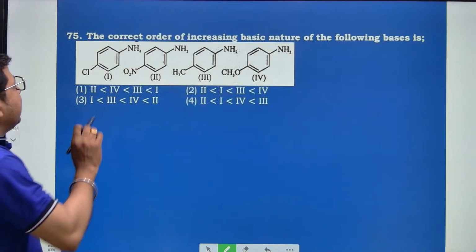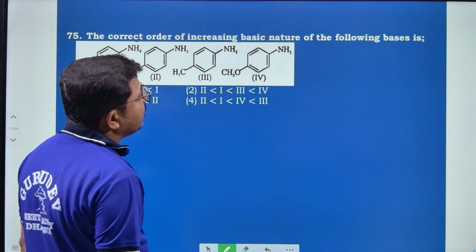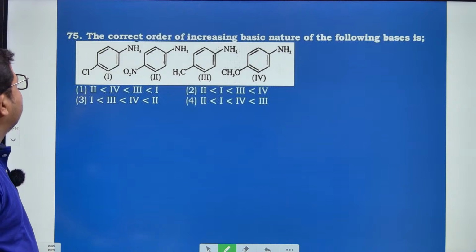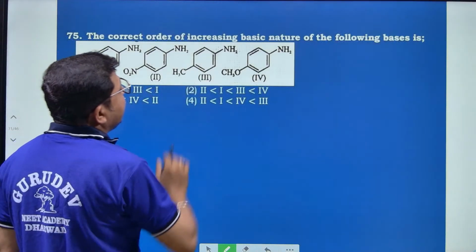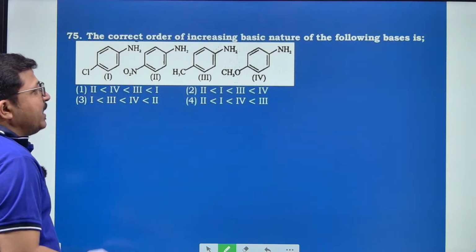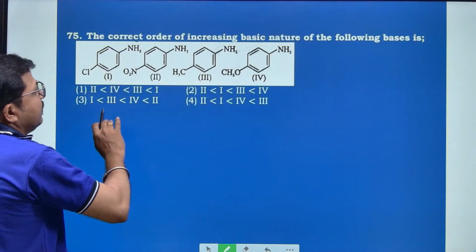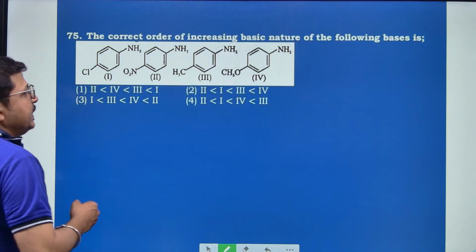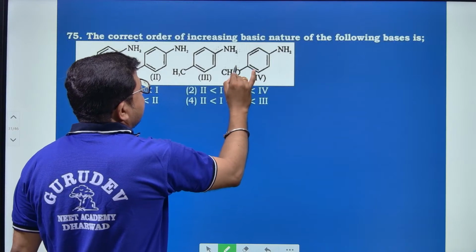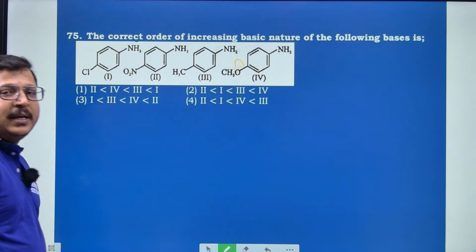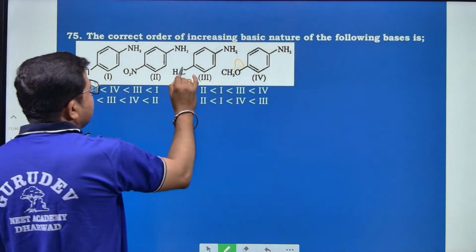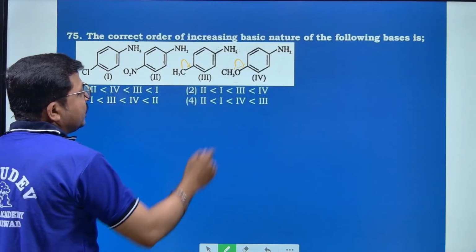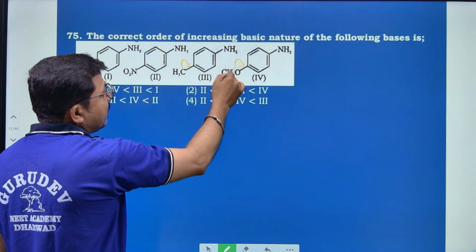See here, they have given the correct order of increasing basic nature of the following bases. Here they have given four aromatic amine derivatives. Among these four, we have to find out the order of basic nature. OCH3 is an electron donating group, and CH3 is also an electron donating group. Hence it increases the basicity, and it also increases because of the more electronegative character of the OCH3.